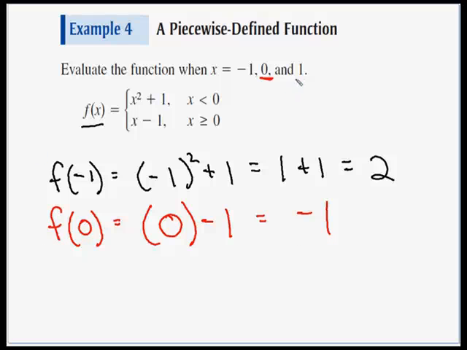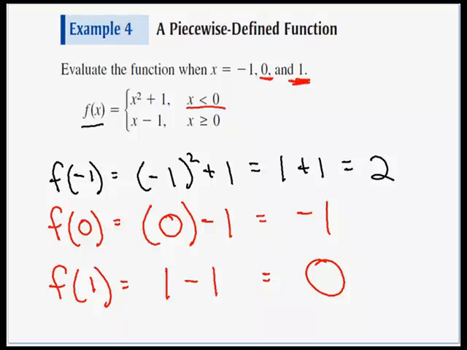And our last number to evaluate is positive 1, f of positive 1. So for numbers less than 0, we use the top piece. Now we're greater than 0, we're at 1, so x greater than 0. 1 is greater than 0, we plug that 1 in to the bottom piece of the function. X minus 1 becomes 1 minus 1, or 0.